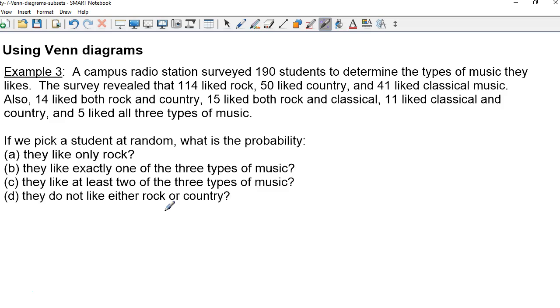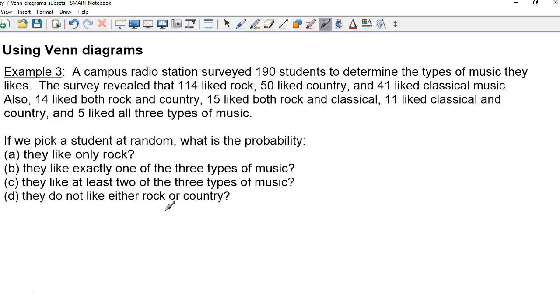Let's say that a campus radio station surveyed 190 students to determine the types of music they liked. And the survey revealed that 114 students liked rock, 50 liked country, 41 liked classical. Also, 14 liked both rock and country, 15 liked both rock and classical, 11 liked classical and country, and 5 liked all three types of music. So if we pick a student at random, what's the probability that they like only rock, that they like exactly one of the three types of music, that they like at least two of the three types of music, or that they don't like rock or country?